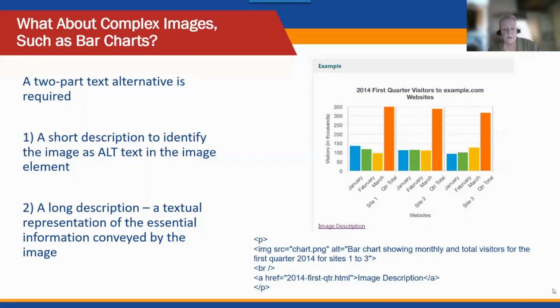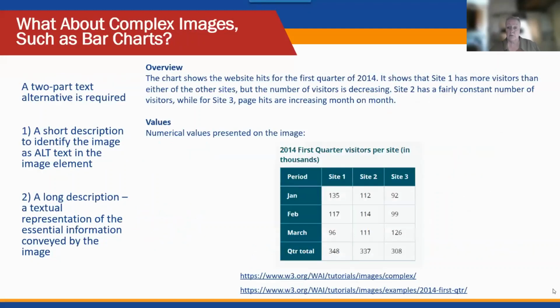Now, a good way to solve this problem with the longer description is to provide the longer description as a table, as an accessible table. So in this case, the screen reader would come in and say, for the period of January, site 1 had 135 visitors, site 2 had 112 visitors, site 3 had 92 visitors. So that would be a way to accommodate the screen readers so that people who are visually impaired are hearing the content, and that whole process of the two steps would then make your bar chart accessible.